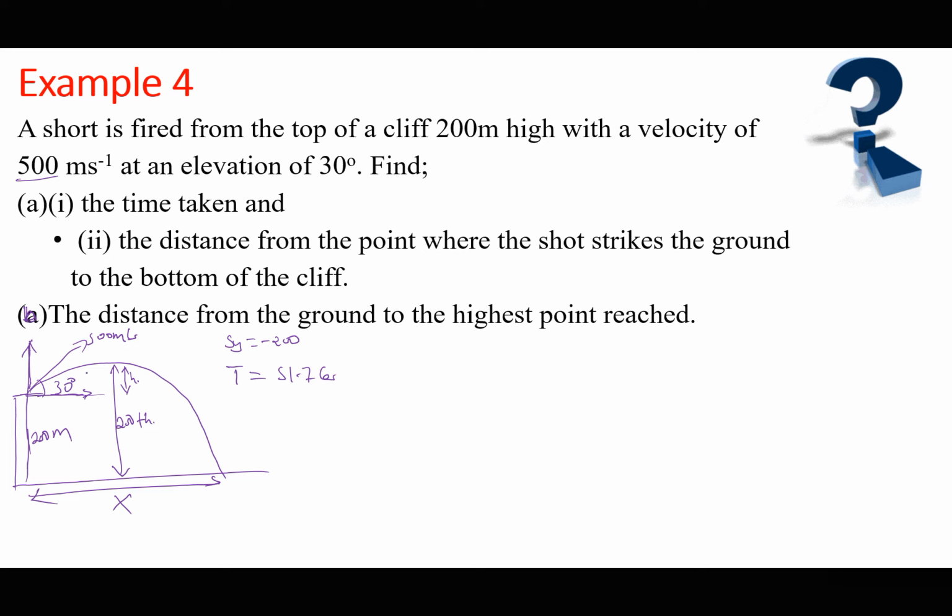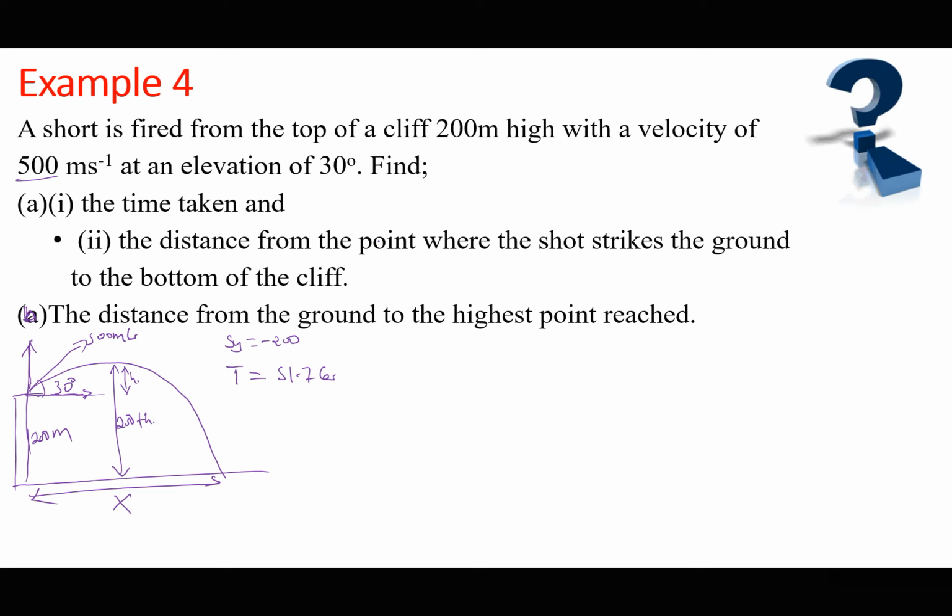Alternatively, I said you can find the time to reach the highest point, and then you find the time to fall from the highest point to the ground. But remember, you have to consider the time from the highest point to the ground as independent motion. If you consider it as independent motion, you consider it as if it is falling from rest, falling downwards, where g will now be positive rather than negative. Then you sum up the time. So the time is that.